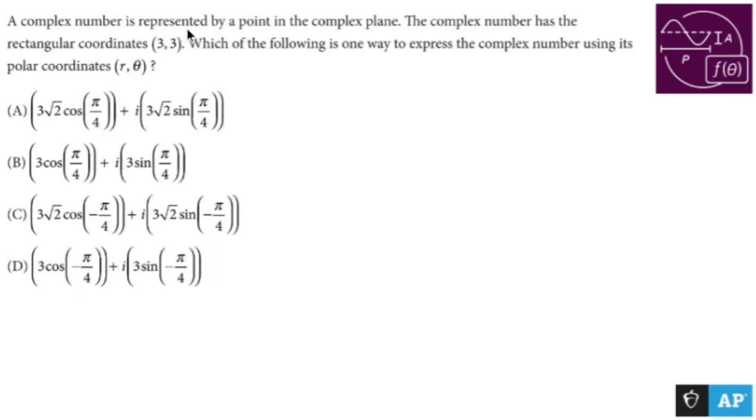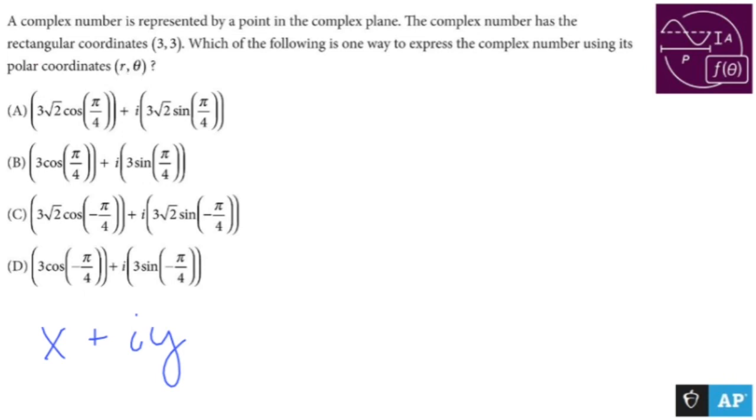A complex number is represented by the point in a complex plane. For what it's worth, complex numbers in the complex plane can be written like that. So that's part one. The complex number has the rectangular coordinates 3, 3. Which of the following is one way to express the complex number using the polar coordinates r, theta?